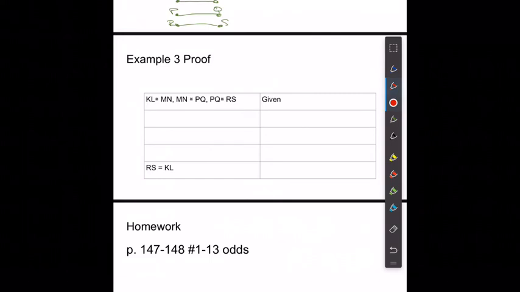Okay, so if I'm trying to eliminate things, let's see if I can do that using my transitive property. So since KL is congruent to MN and MN is congruent to PQ, I could say that line KL is congruent to line PQ. I cut out these guys using the transitive property.